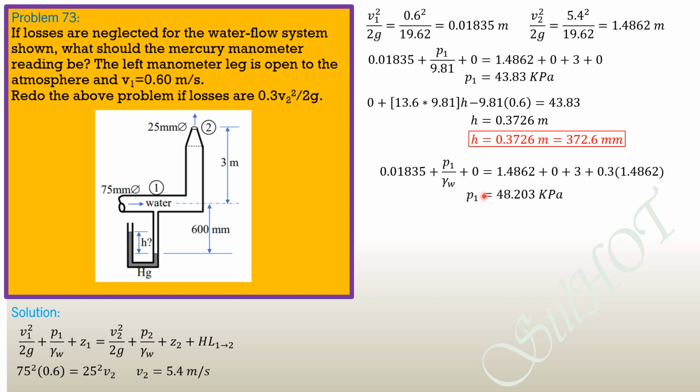We then sum up pressure again from this point to point 1, and equate it to 48.203. So 0 plus 13.6 times 9.81 times h minus 9.81 times 0.6 equals 48.203. So solving for h, h is 0.4054 meter or 405.4 mm.